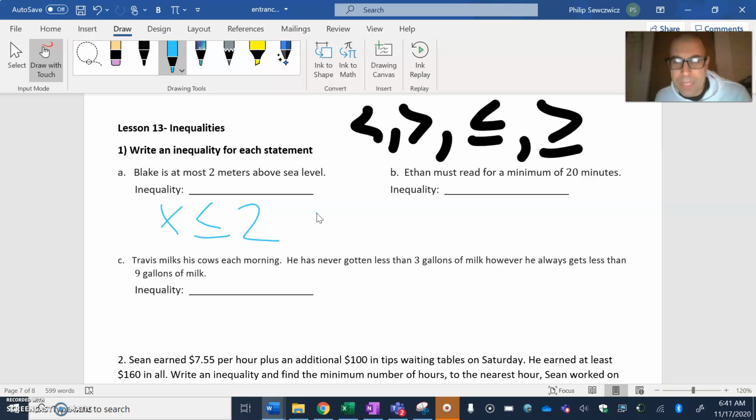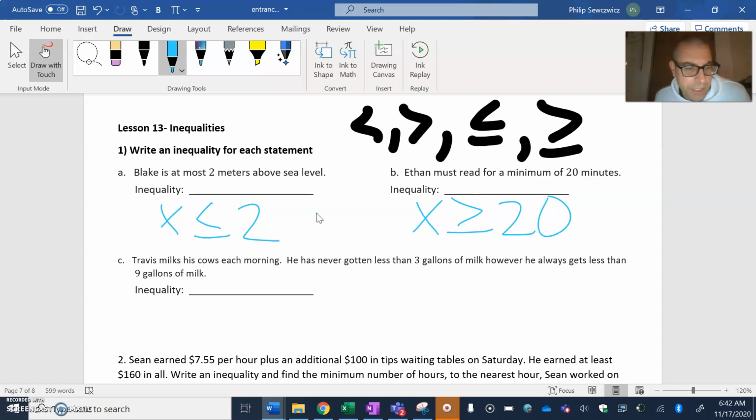Let's look at part B here. Ethan must read for a minimum of 20 minutes. Minimum means the smallest it can be is 20 minutes. So we say X here is going to be greater than or equal to 20. The explanation behind that is a minimum of 20. It can be 20, so because it can be, it gets the or equal to. But that's the smallest it's going to be. So I'll take numbers like 30, 40, 50. Those are all what he can end up reading for. But hey, the smallest that can be is 20. So really visualizing the number line is what we're after here.